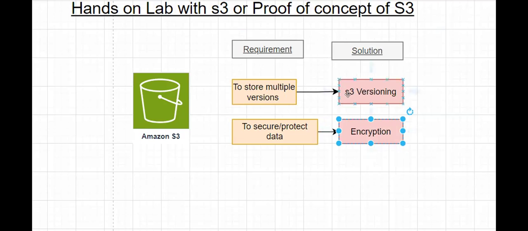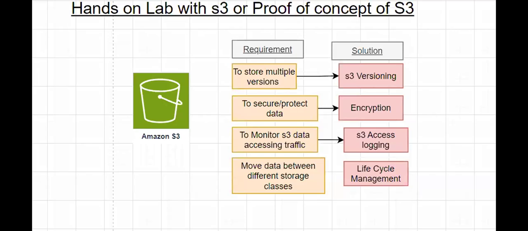We'll do S3 versioning as well as encryption in this lab, and we're going to do a few more important tasks as well. Let's say I want to see what traffic is coming into my S3 bucket and what traffic is going out of my S3 bucket. I want to monitor those access logs, who is accessing my S3 data. You can monitor that by using S3 access logging.